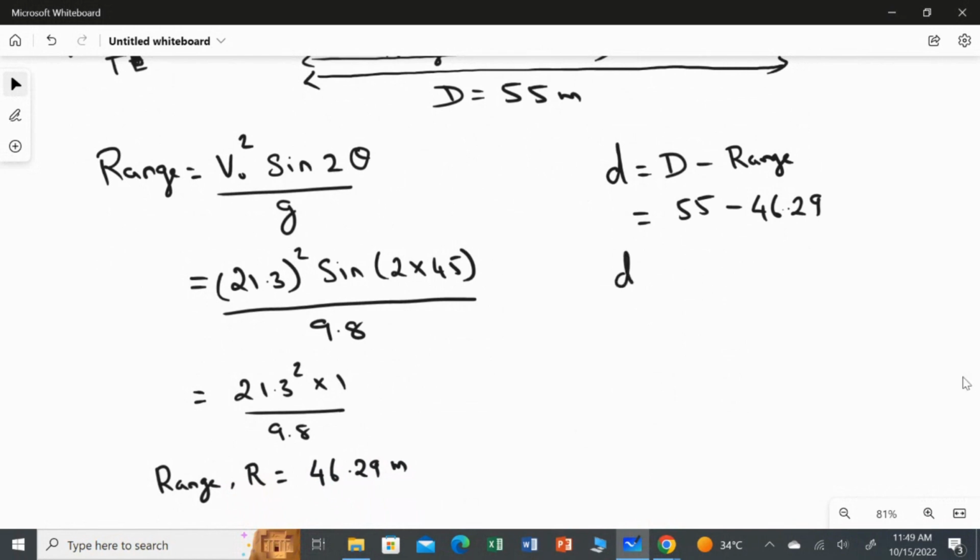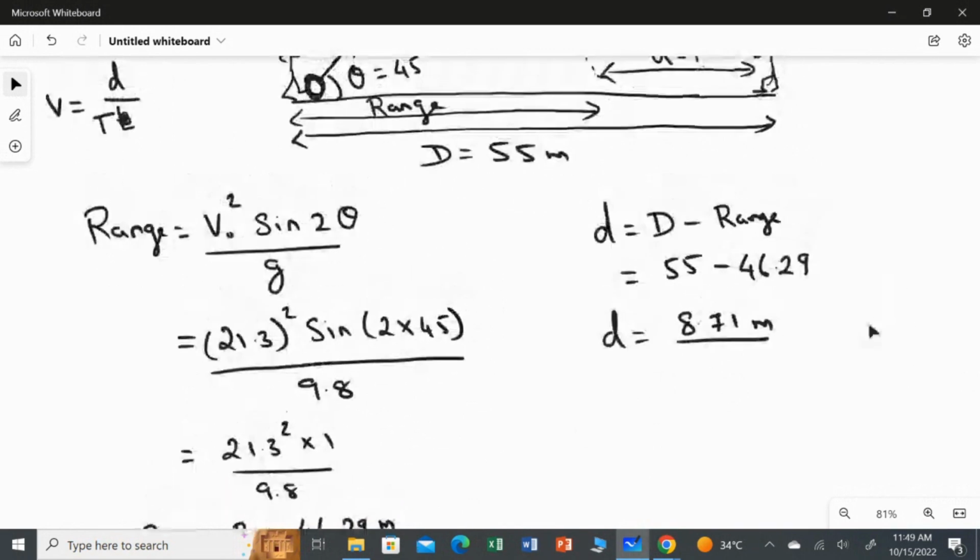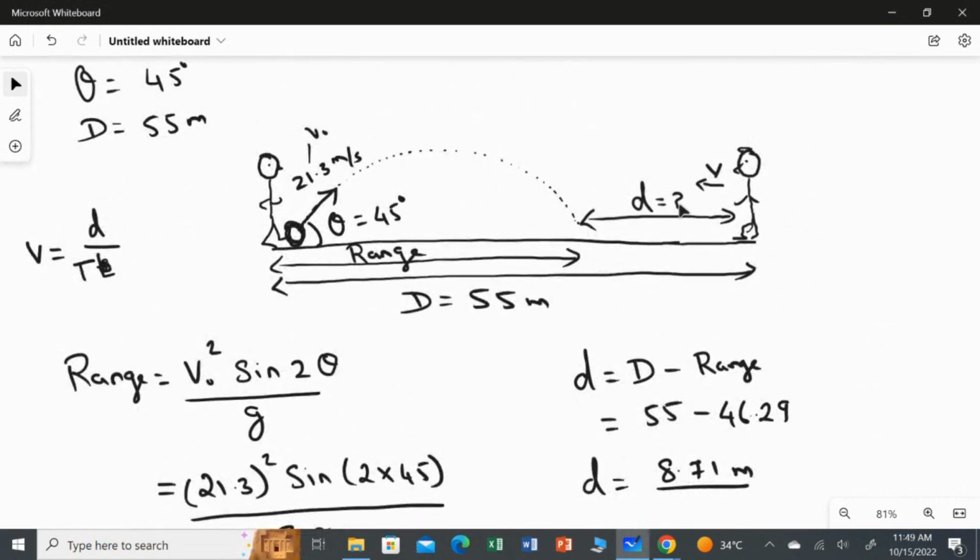46.29 gives the value of the distance taken by the second player. So 55 minus 46.29 gives the answer of 8.71 meter. So that means this small d is 8.71. So that means we found the value of small d. The only thing we have to find is the value of the total time of flight.